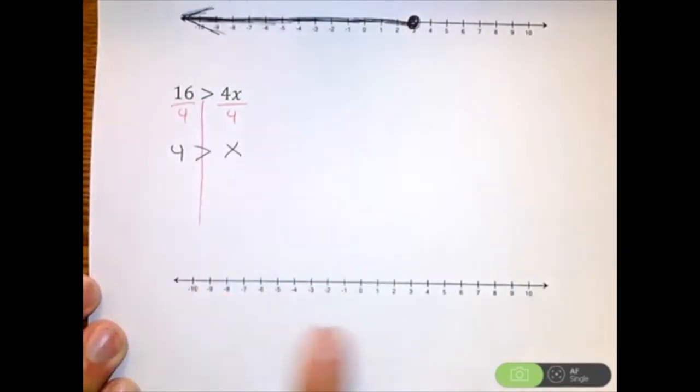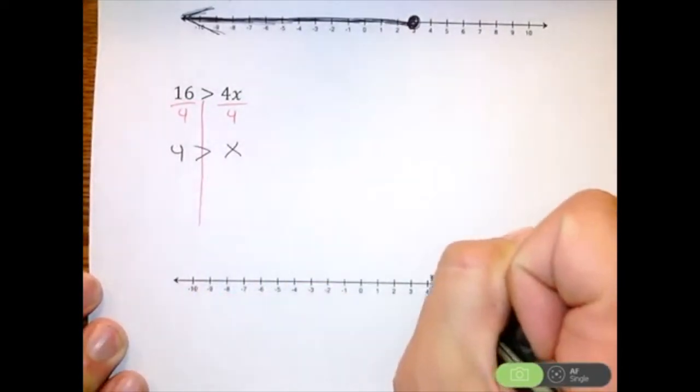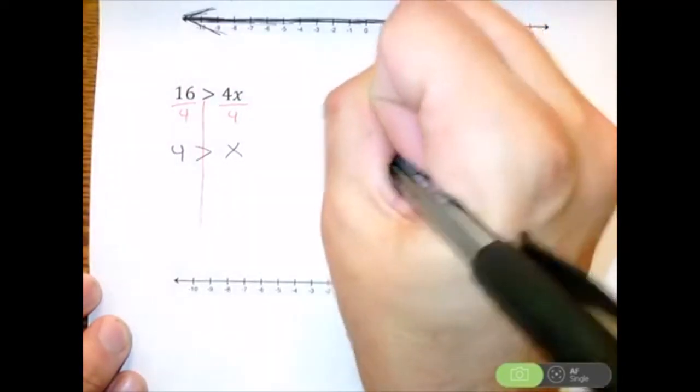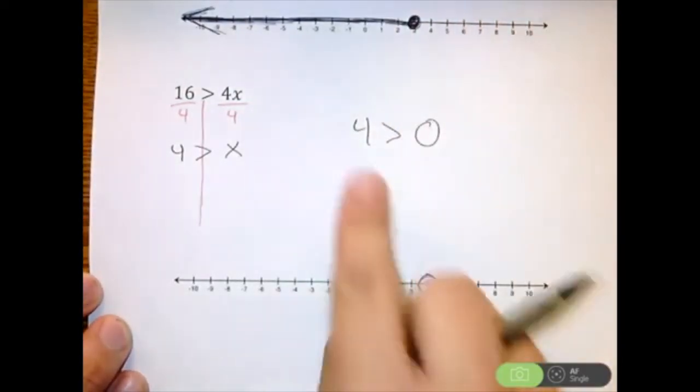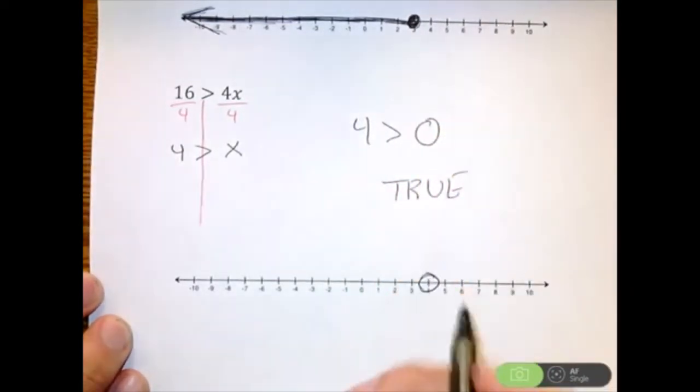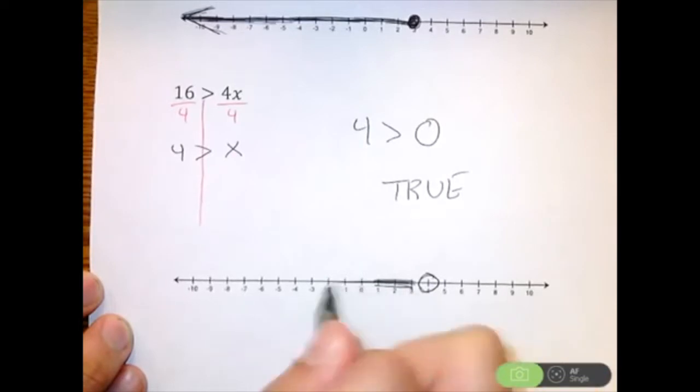I'm going to go to 4, and I should have an open circle. I'm going to plug in 0 and see if it's true. If it's true, I shade towards 0. If it's false, I go away from. So I have 4 is greater than 0, which is true. So I'm going to go towards 0, so I'm going to go to the left here.